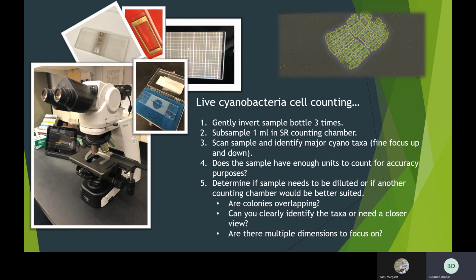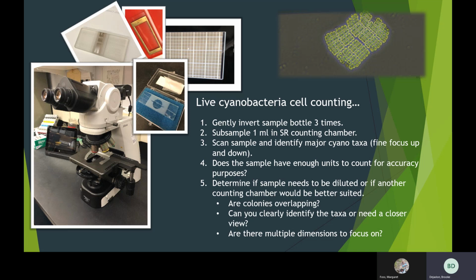What I'll ask myself is, does the sample have enough units to count for accuracy? In phytoplankton counting, you're trying to achieve 100 to 300 unit counts for accuracy, especially with diversity of species. But with the bloom, you're already dealing with a very highly concentrated sample. So you already know you're probably going to find cyanobacteria, and if anything, you're probably going to have to dilute it. If I determine that I need to dilute it, I might actually change the counting chamber to something else.